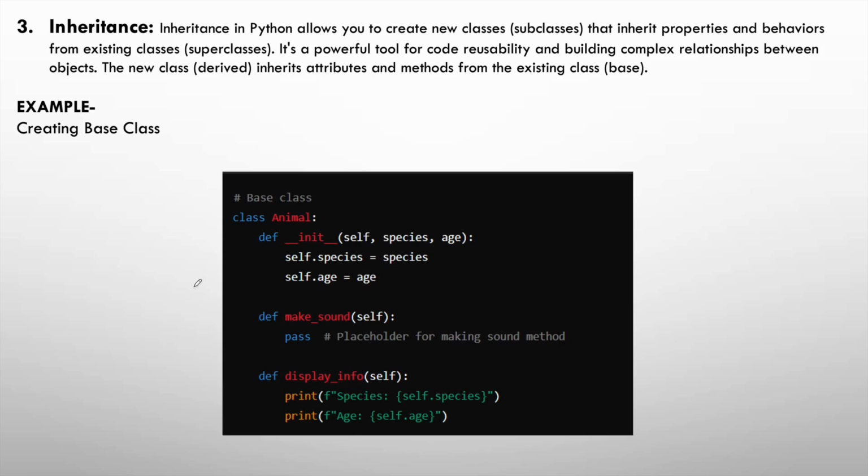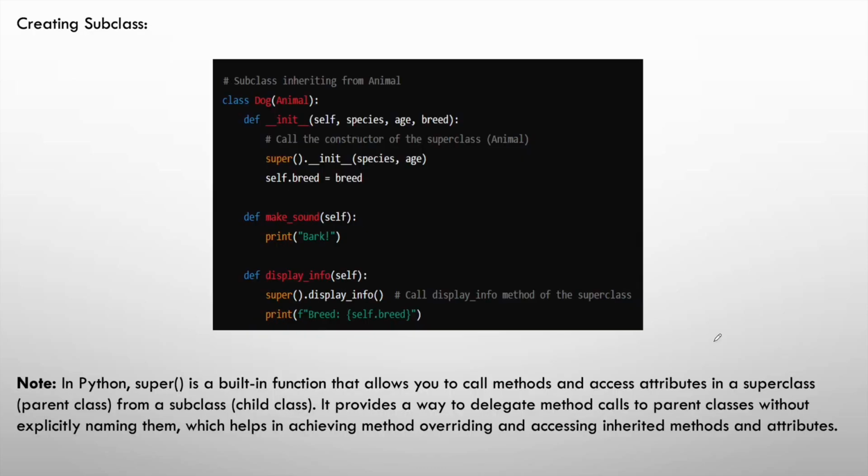Here, the animal class has an init method which is used to initialize the species and age attributes, as we can see here. The make sound method is defined but not implemented in the base class. The display info method prints the species and age of the animal. Now let's look at how to create a subclass.